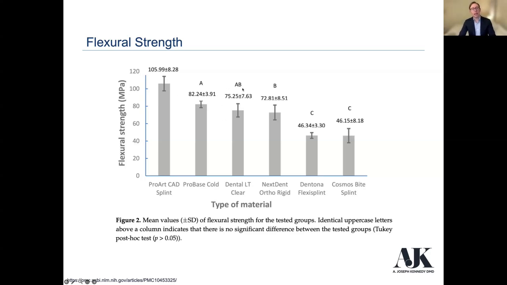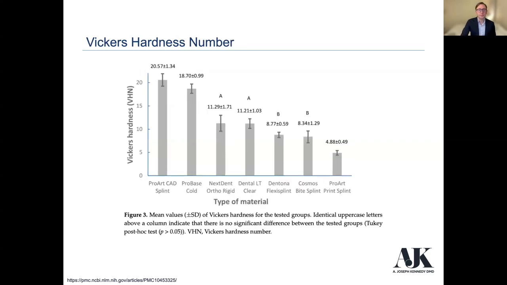When we look at the A and AB and B, this just shows that groups like A and AB are not statistically different. A, AB, and B are not statistically different, and then C and C are not statistically different. So you can see that the milled PMMA is holding up best. The conventional PMMA is right there with it, although slightly lower in its flexural strength. And then you've got our resin-based Dental LT Clear and some of the things like Ortho Rigid that hold up pretty well as well.